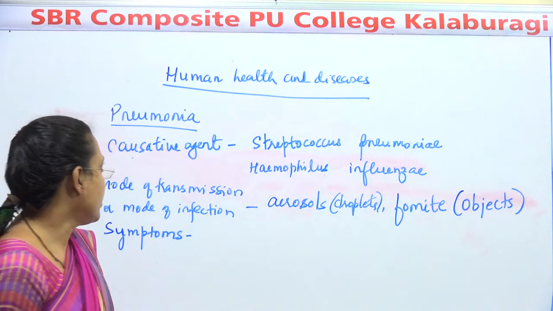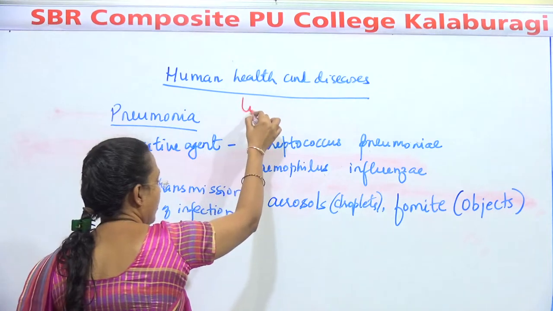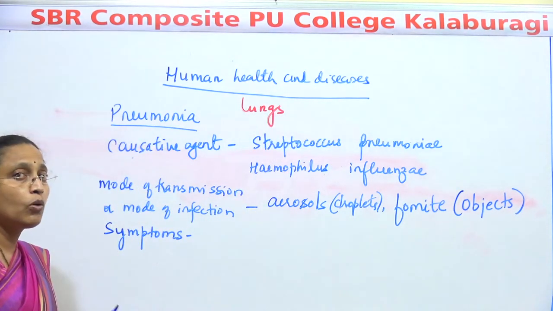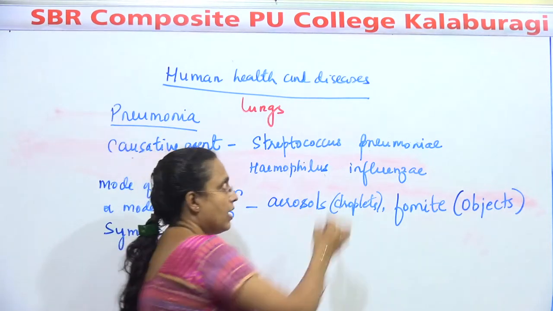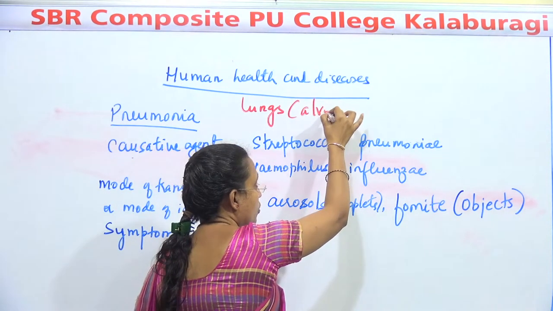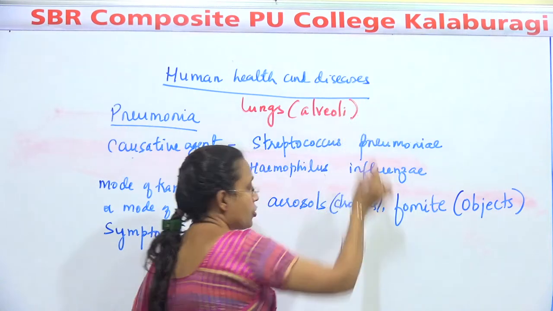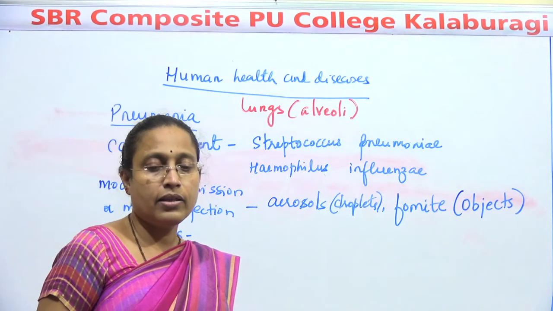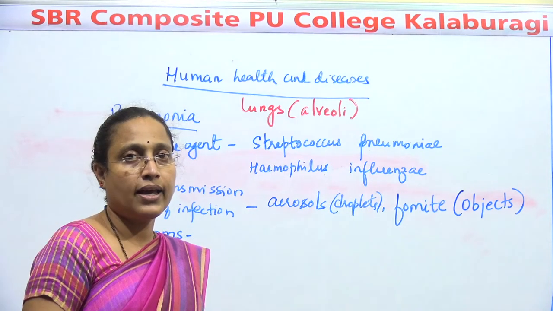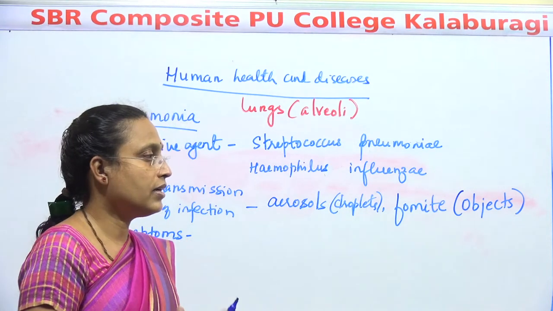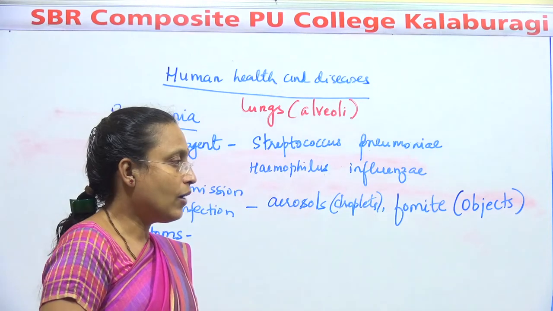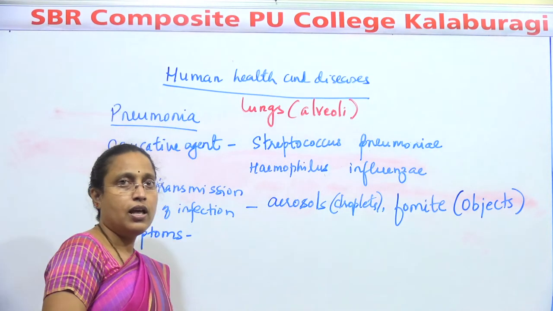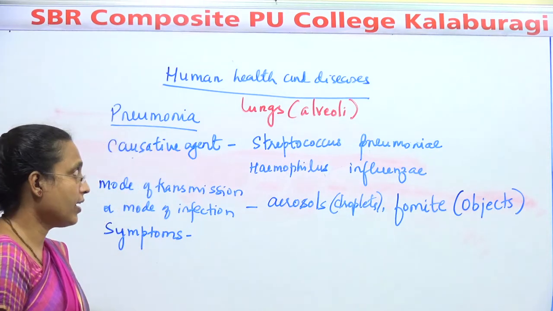Remember, whenever pneumonia is there, the organ that is affected will definitely be what? The lung. And specifically, it is going to attack the structural and functional unit of the lungs called the alveoli. So inflammatory reactions will be occurring in the alveoli. The target organ is the lung, and within the lung it is going to infect the alveoli. The infection as well as inflammatory reactions will be occurring in the alveoli.